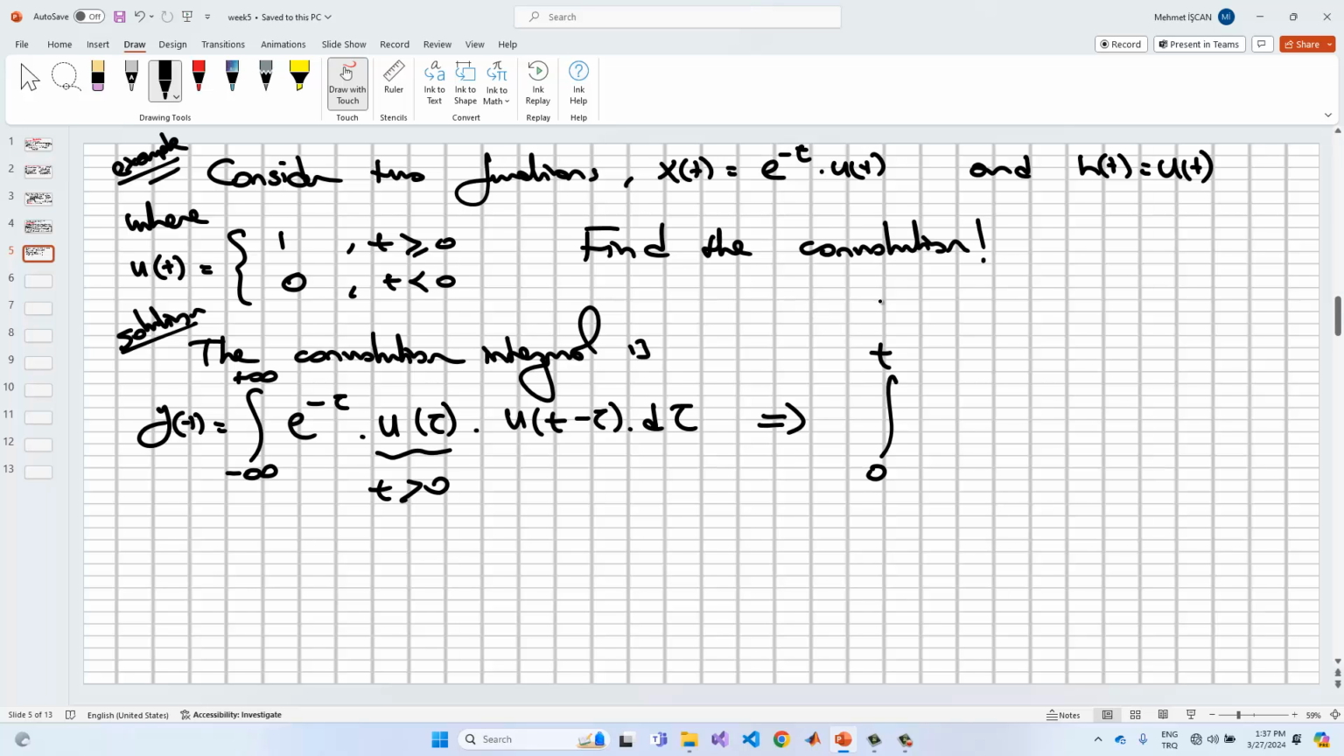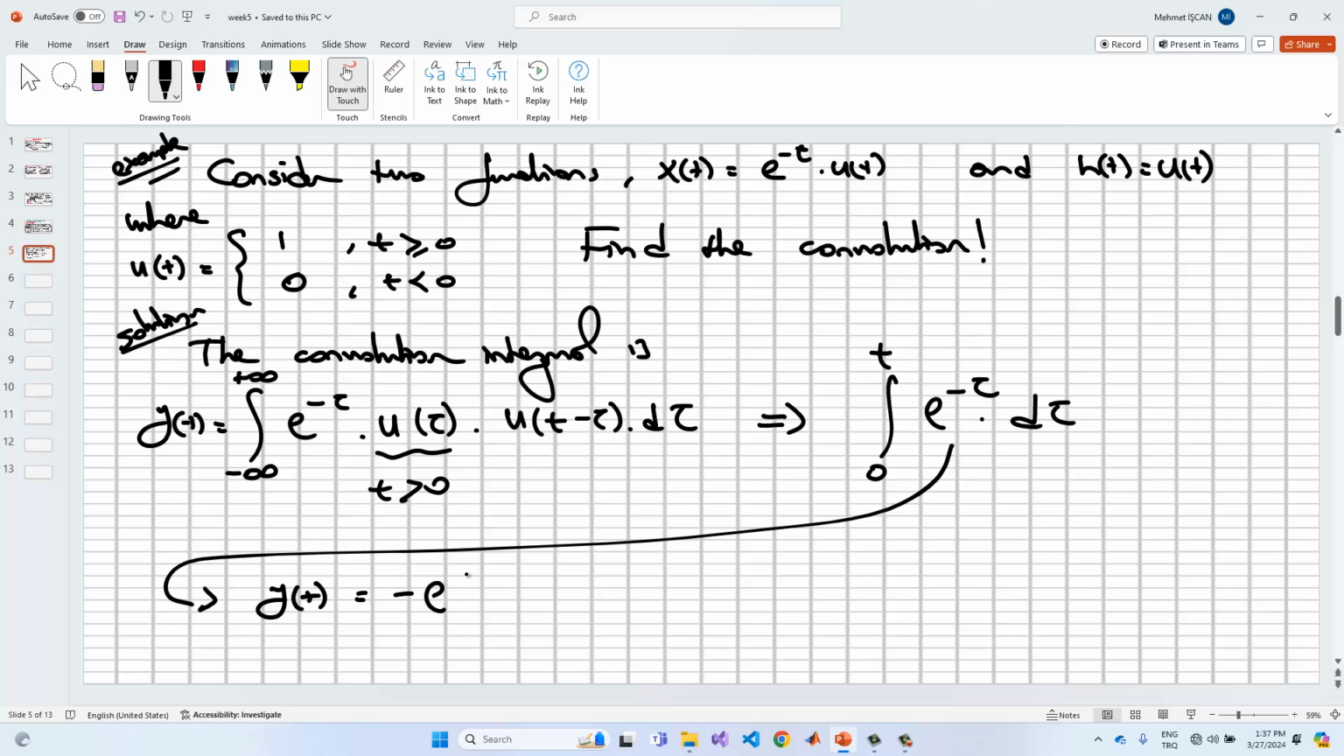So this is e^(-τ) dτ, right? If we take this integral, y(t) is equal to minus the exponential of τ with the limits t and 0, and so this yields the exponential of minus t minus e^0, which is equal to 1 minus e^(-t), right?